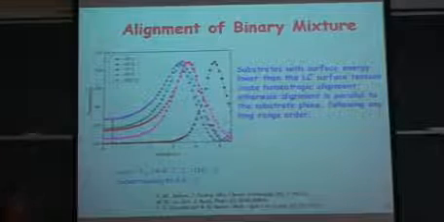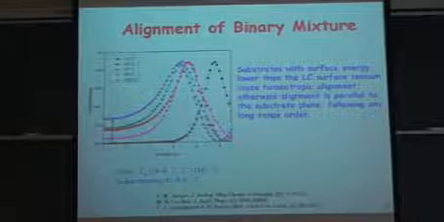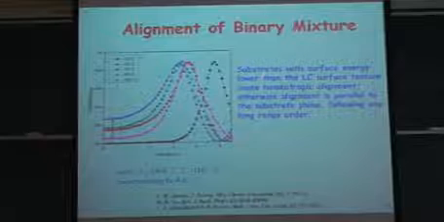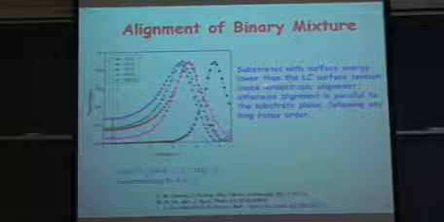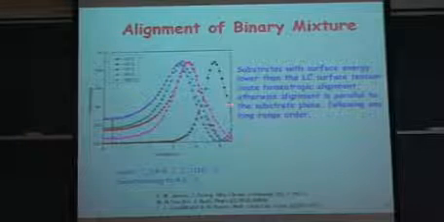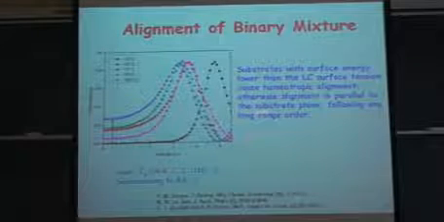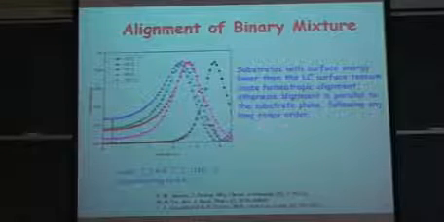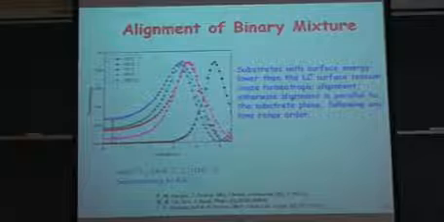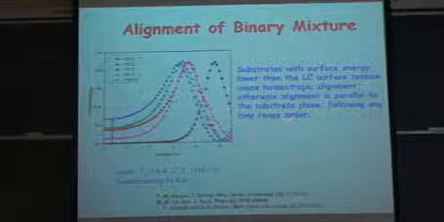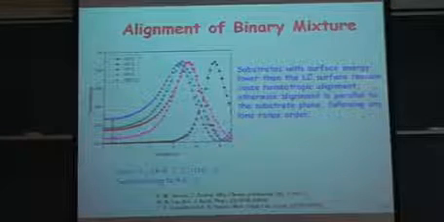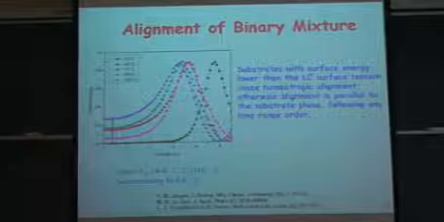And this is also the mechanism. Why is there a dark state problem? Because a substrate with surface energy lower than the LC surface tension causes homeotropic alignment. Otherwise, the alignment is parallel to the substrate plane, following any long range order. So the diluter actually changes the LC surface tension and improves its alignment.